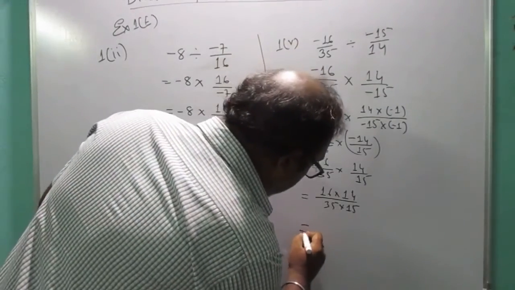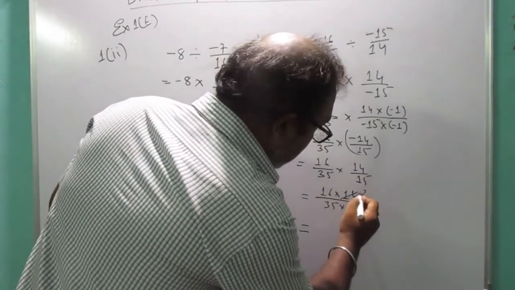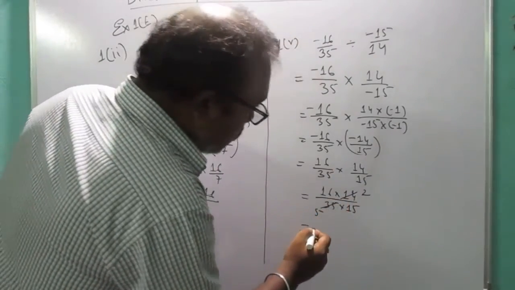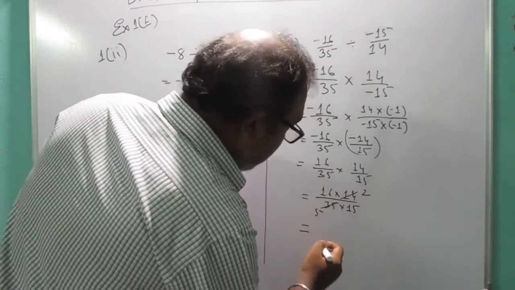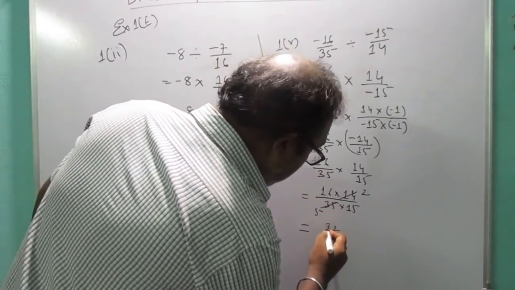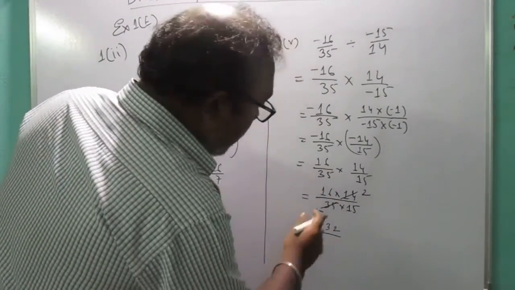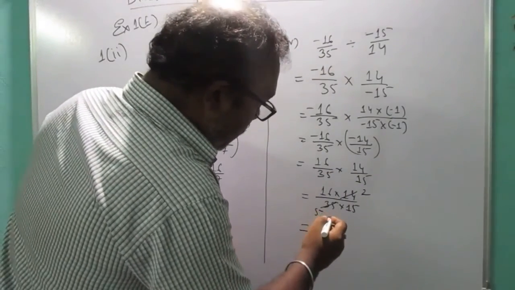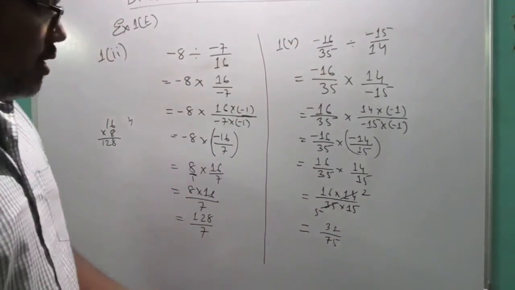So 16 by 35 into 14 by 15. Okay friends, now what we have to do, we can cancel it. 7 twos are 14 and 7 fives are 35. Okay, so 16 into 2 will give me how much? 32 by 5 threes are 15, 5 fives are 25, 75. So 32 by 75 is the answer.